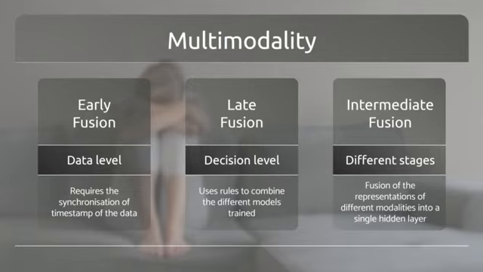Intermediate fusion involves fusion of data at different stages of model training. The representations of different modalities are fused into a single hidden layer and hence allows the model to learn a joint representation of the modalities.